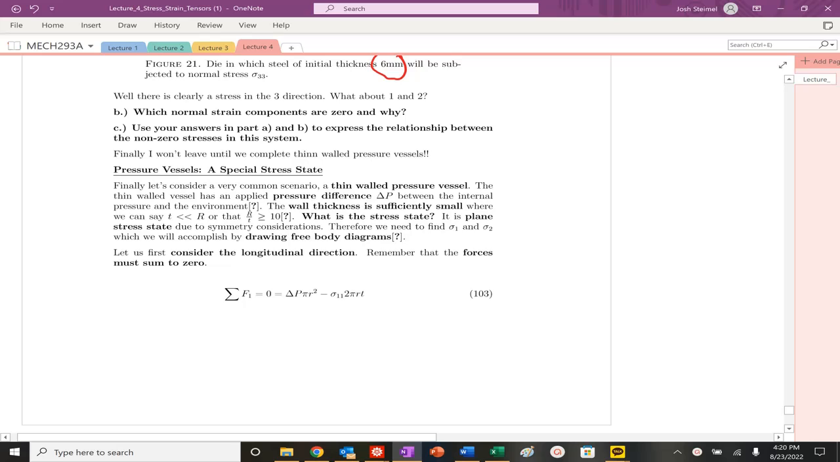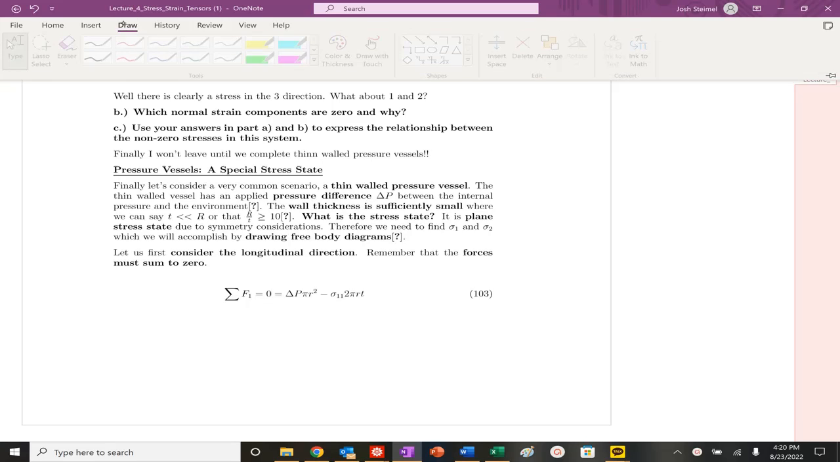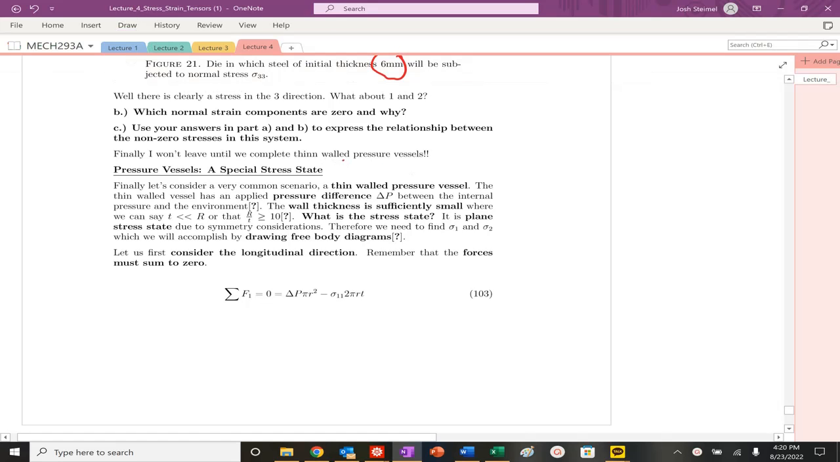Hi everybody, and we're back to our last section in this lecture, and that is a very unique stress state, which is our thin wall pressure vessels. So what is a thin wall pressure vessel? You need a thin wall, you need some pressure difference between an internal pressure and environment, and you need a wall thickness that's sufficiently small.